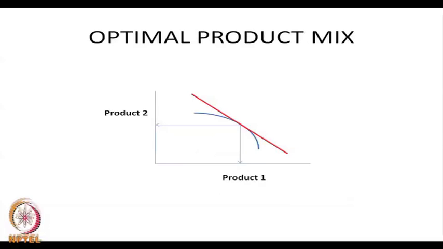Now, this diagram shows that we can decide from a product transformation curve and the iso revenue curve what should be our optimal mix.